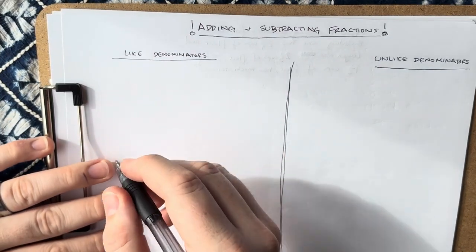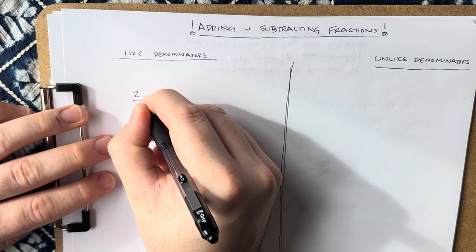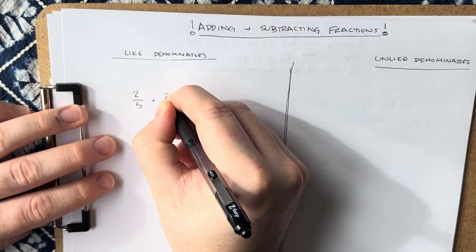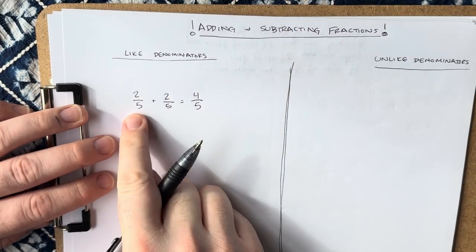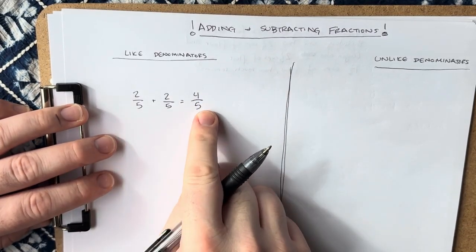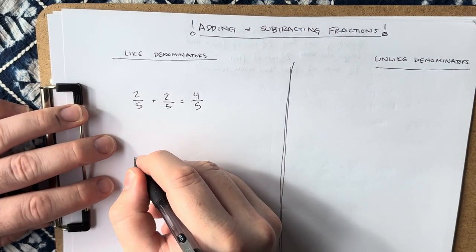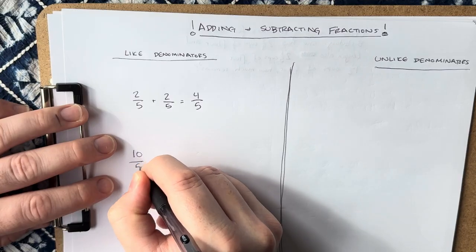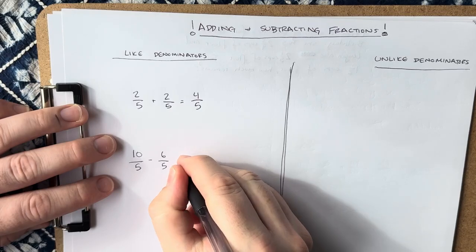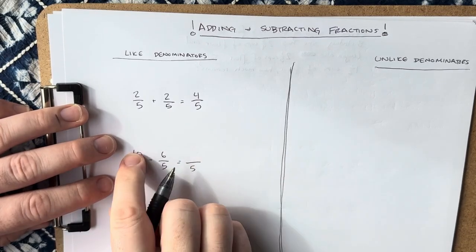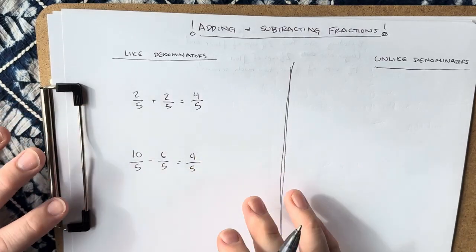So on the first slide of that section, it's going to say 2/5 plus 2/5 equals 4/5. Your denominator stays the same, gets carried over to the answer. You add up your numerators. Same thing for subtraction. If we look at 10/5 minus 6/5, denominators are the same, carry that over, and then subtract your numerators. 10 minus 6 equals 4, and that takes care of that.